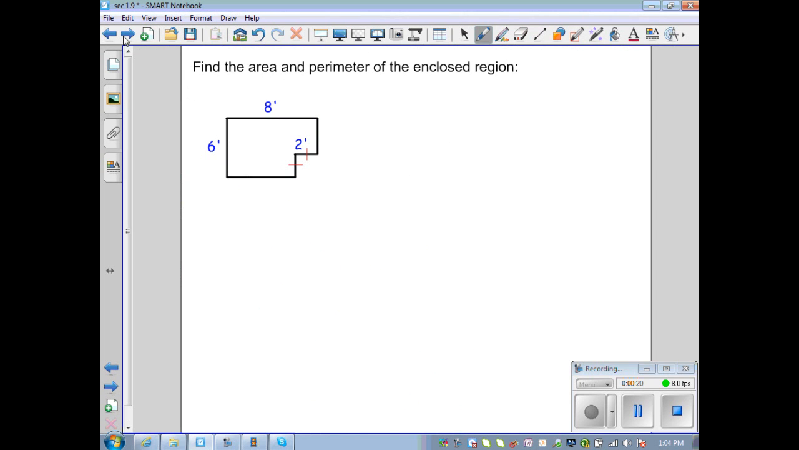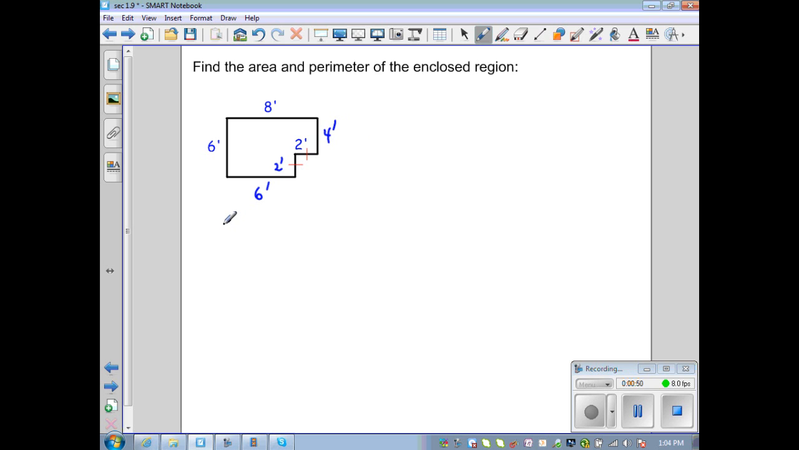Here I'm given an irregular shape, and they want us to find the perimeter and area of the enclosed region. So I need to determine the length of each segment. Here, I know that this entire length is 8 feet long. This takes up 2 feet of it. The remaining length would give me 6 feet. This length would be 6 feet, but since these 2 segments are congruent, this is 2 feet, that would leave this remaining segment 4 feet.